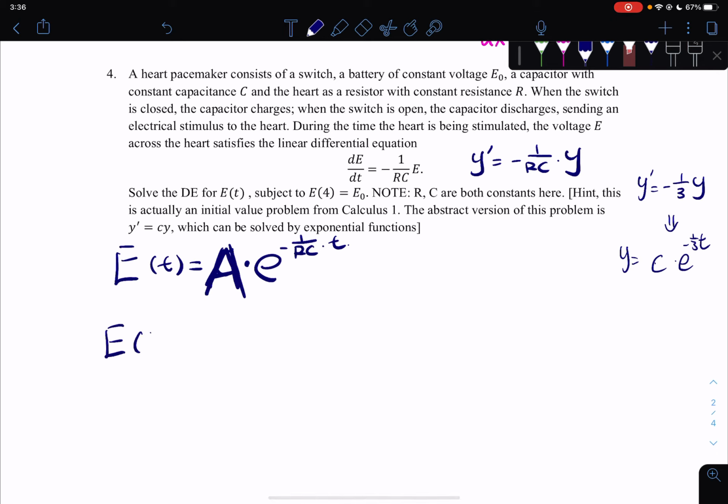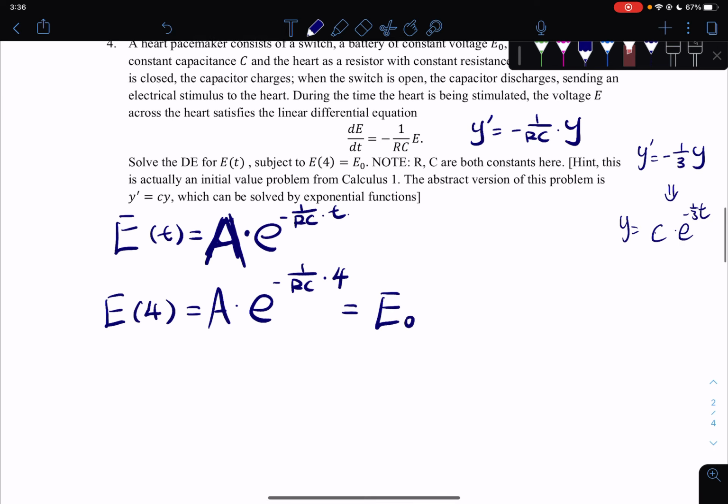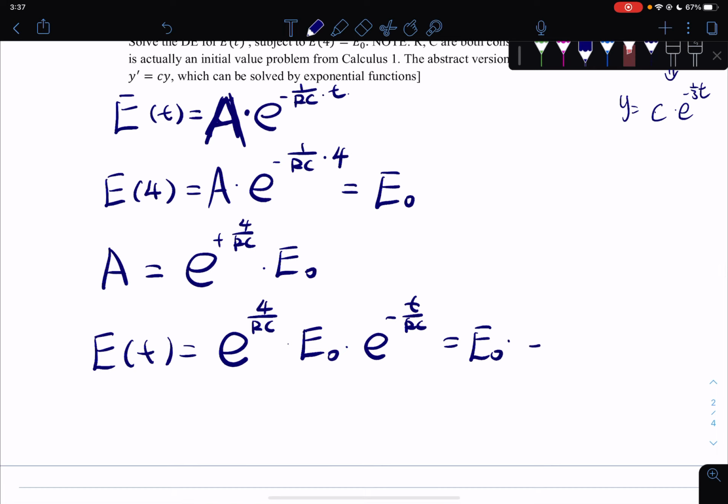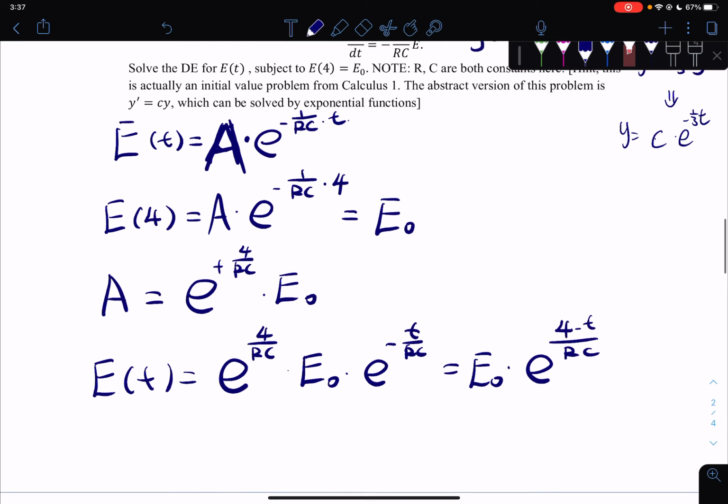And the problem says e of 4, which, by the way, according to the solution, it should look like this. It's supposed to be called e naught. Therefore, a is e to the positive power of 4 over rc times e naught. So my final solution, e of t, is e to the power of 4 over rc times e0 times e to the power of negative t over rc. You could leave it like this, or you can simplify it a little bit further by combining the exponents together. So this is what I end up with.